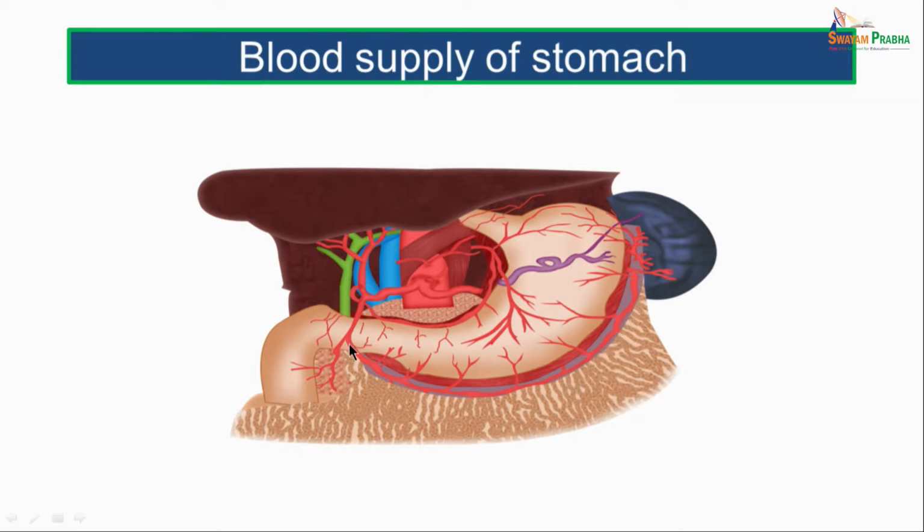The gastroduodenal giving the right gastroepiploic, both the gastroepiploics taking care of blood supply along the greater curvature, and both are contents of the greater omentum. So that explains the arterial supply of the stomach.